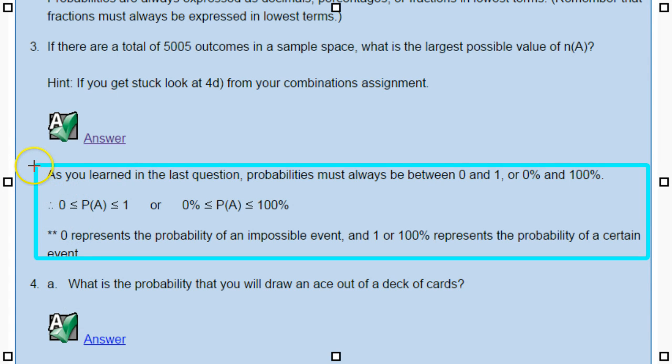I want you to take a look at what I highlighted here in the rectangle. Probabilities have to be between 0 and 1. We translate that into 0% to 100%. So a way of writing it would be, therefore, 0 ≤ P(A) ≤ 1, or 0% ≤ P(A) ≤ 100%. Typically we talk about 0 to 1 when we talk probability. 0, by the way, is an impossible event. 100% would be a certain event.